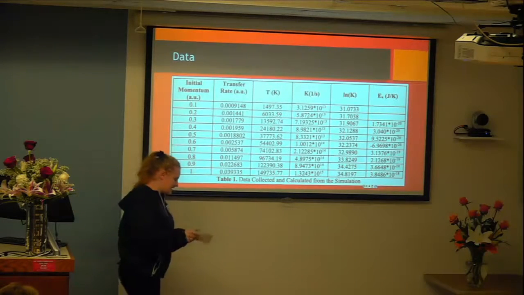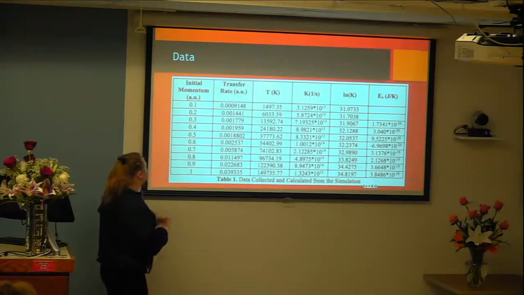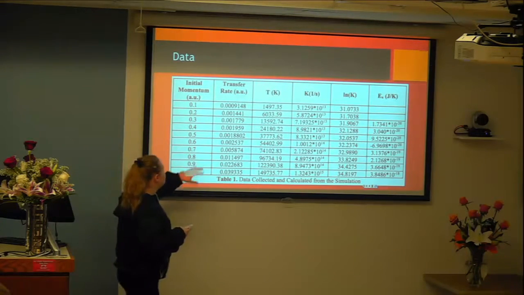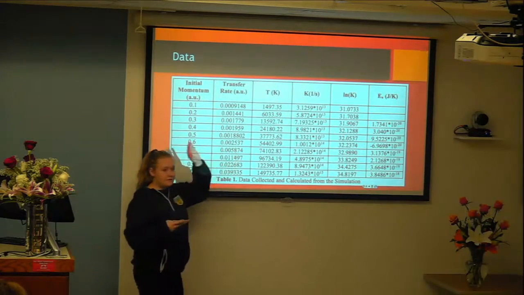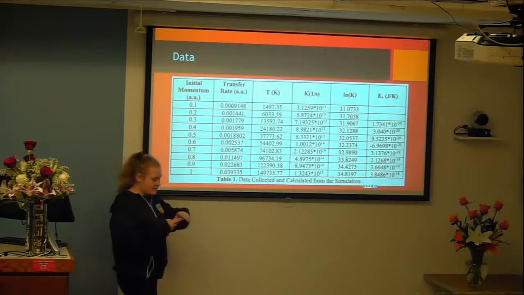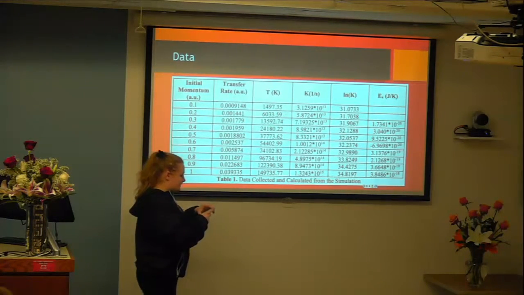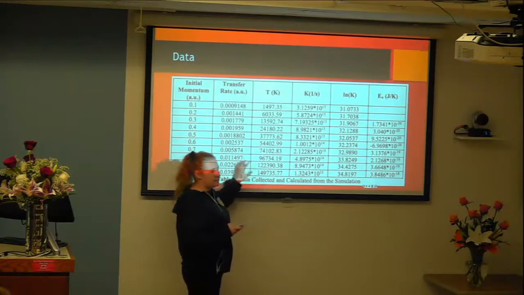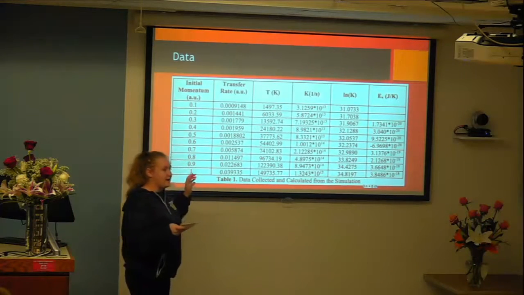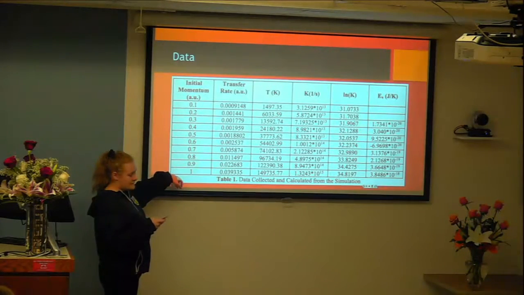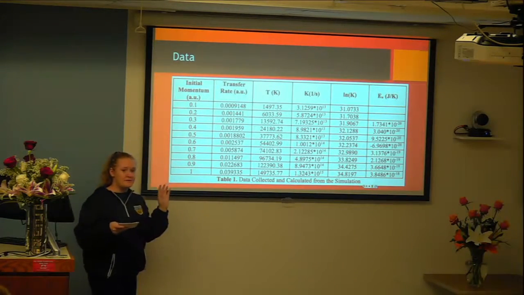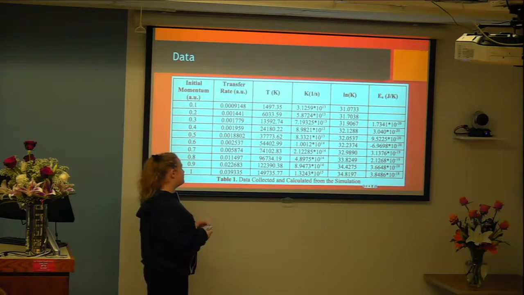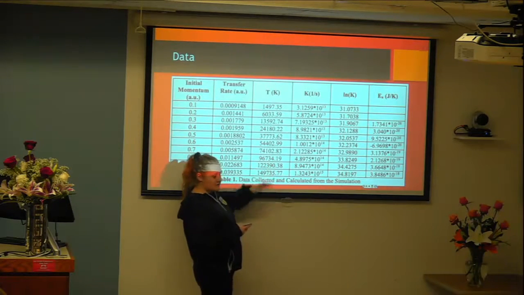This is the data that I collected in this table. So these are the initial momentums that I tried in atomic units, and then these were the transfer rates that I got from the previous probability versus time graph. The kinetic energy, which is not shown on this table, was calculated by squaring the initial momentum and then dividing that by 2 times the mass of an electron. And that kinetic energy was multiplied by a constant to find these temperatures.